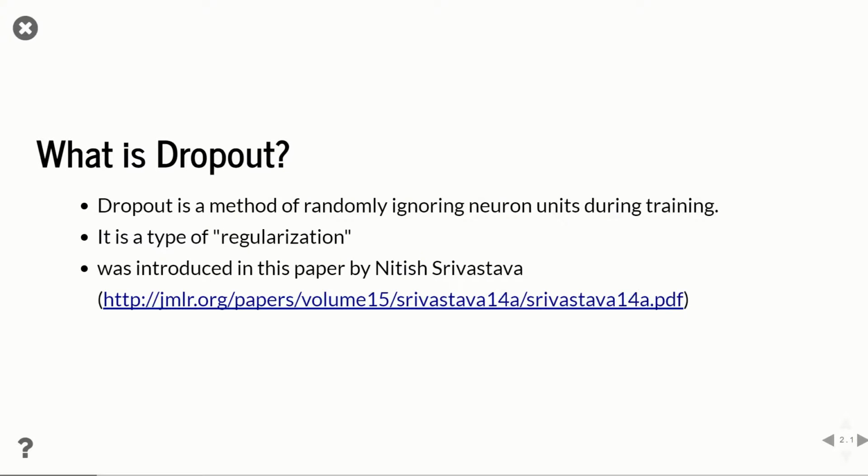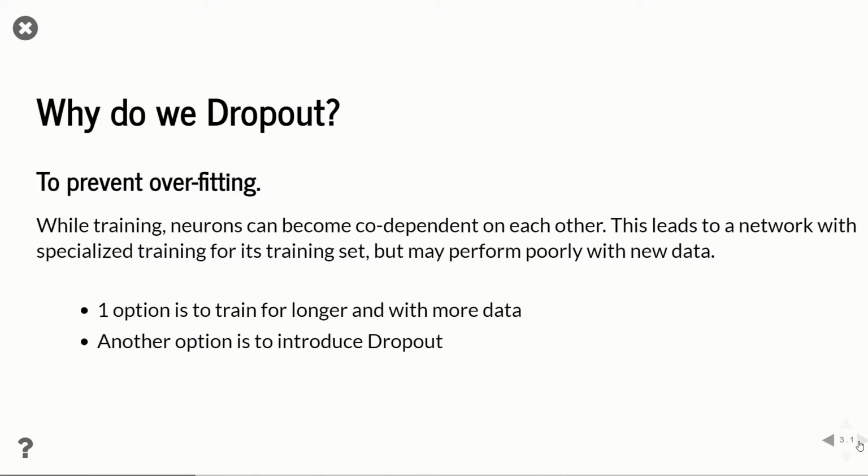So dropout is a method of randomly ignoring the units from certain neurons during training. It's a form of regularization, which is used in other types of machine learning, and it was introduced in this paper, which I've provided the link here. So if that definition is still a little confusing, let's proceed. So why would you use dropout?